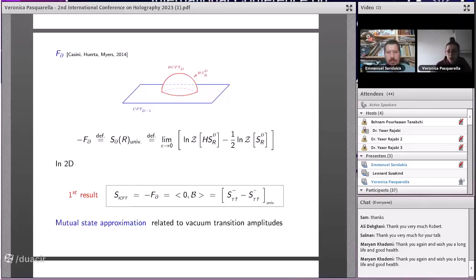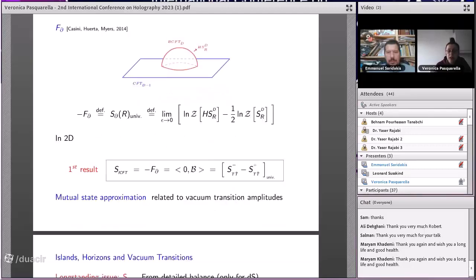In 2 dimensions, this expression reduces just to the interface conformal field theory entropy, which is minus the boundary free energy. And we show that this is equal to the universal part of the difference of 2 TT-bar deformed entanglement entropies.